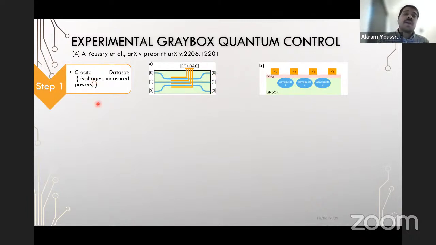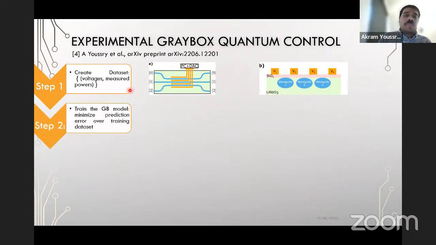So I create a data set of these pairs, different voltage configurations, and I see the different power distributions I get at the output. And this is similar to measuring probabilities of a quantum state, essentially. So it's like doing tomography on the state. So this is the first step. So I create an experimental data set. The next step is I train.